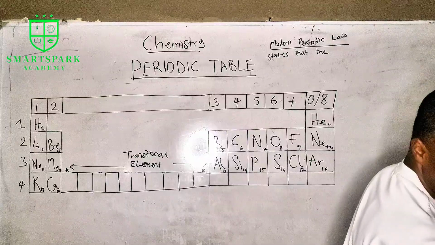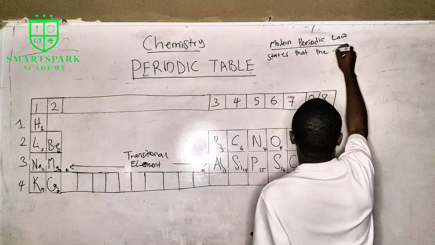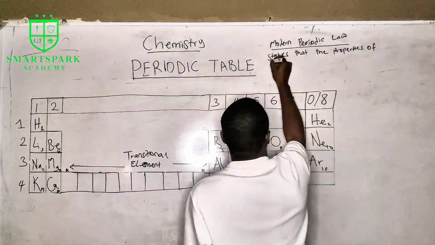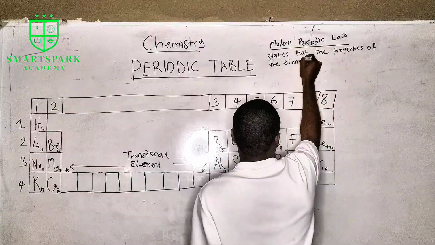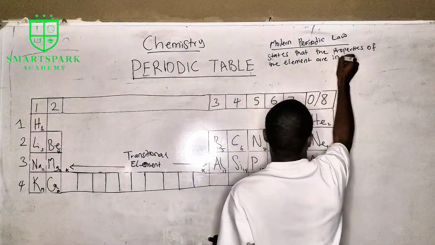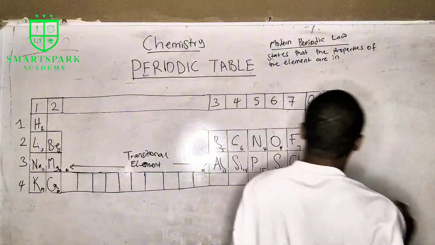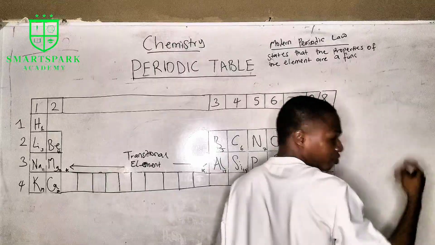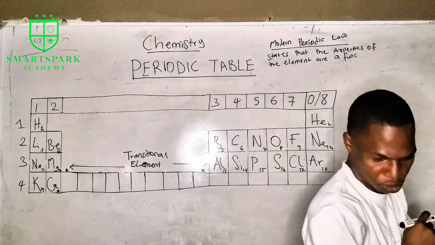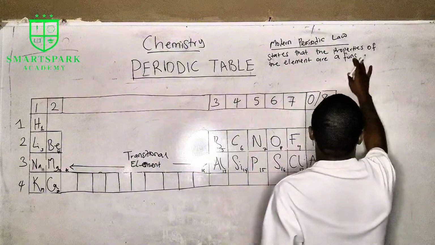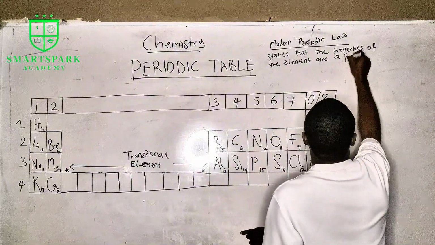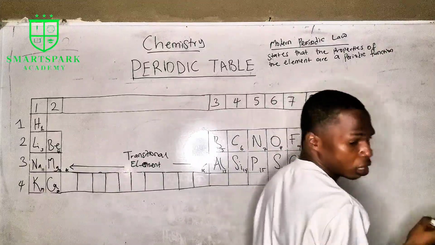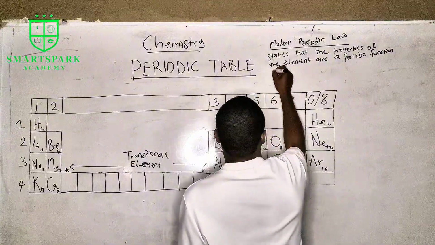The properties of the elements are a periodic function of the atomic number.